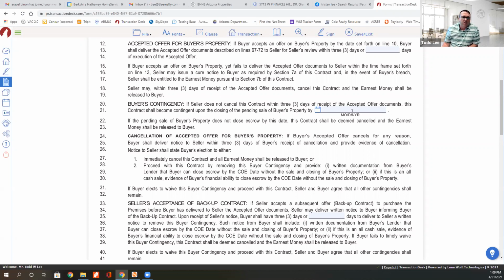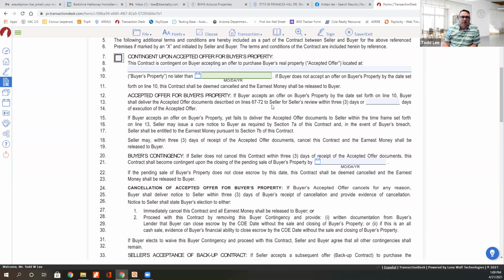So normally you're going to want to give yourself, if on this first line up here you're putting in, let's say today is the 21st, if you're going to give yourself until the 28th, a week to get this under contract, then you're probably going to be a month after the 28th. That would be the date that you would put down on line 21.